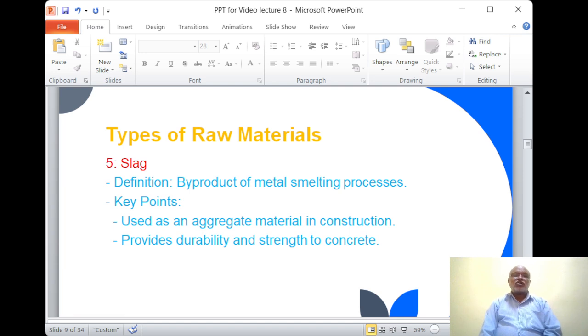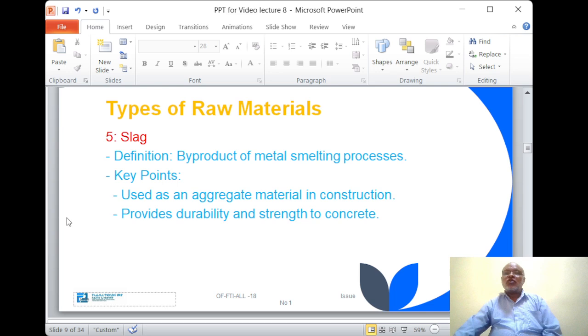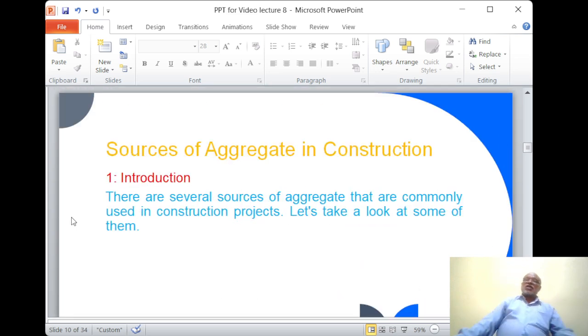When it comes to construction, one of the most important materials used is aggregate. But where do these crucial materials come from? Let's see the source of the raw materials, the source of aggregate in construction. There are several sources of aggregate that are commonly used in construction projects. Let us take a look at some of them.